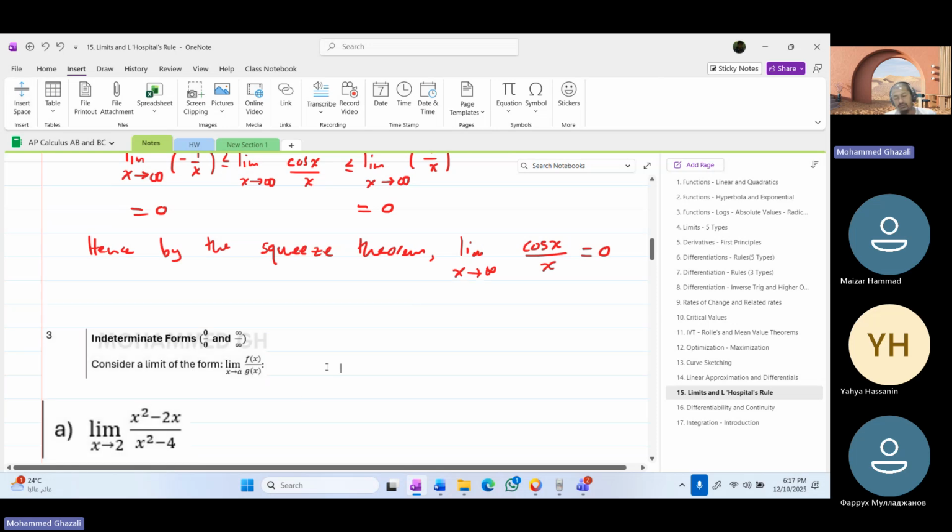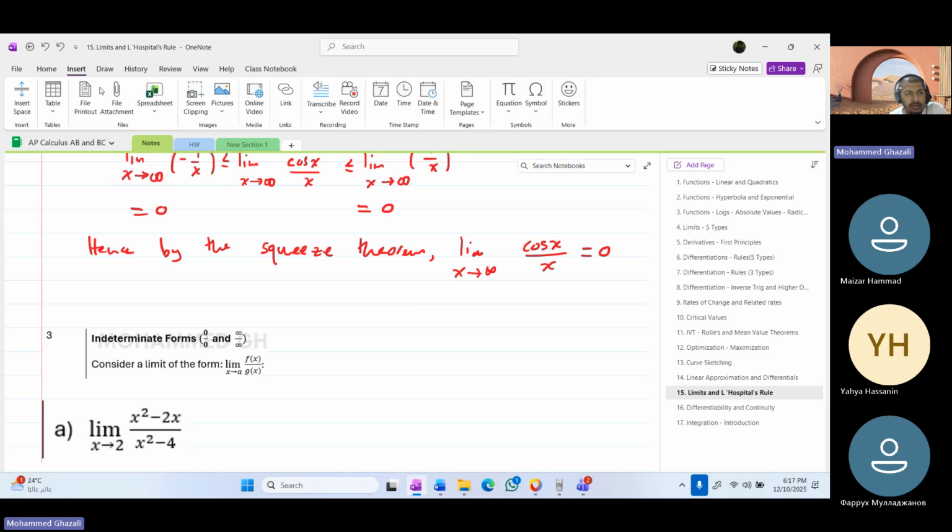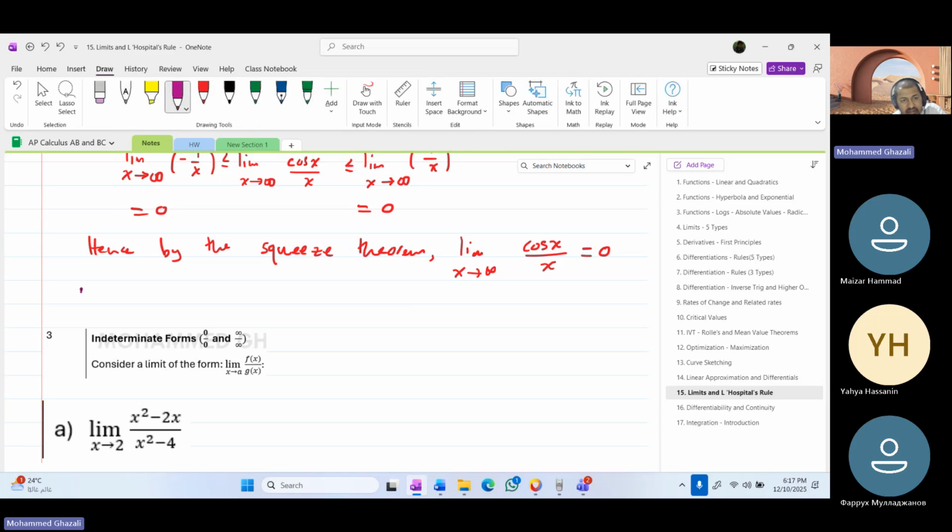Now we come across something called L'Hopital's rule. Now, what is L'Hopital's rule? There are different forms of L'Hopital's rule. So this is how it's spelled. It's a mathematician's name, right? L'Hopital. L'Hopital's rule.